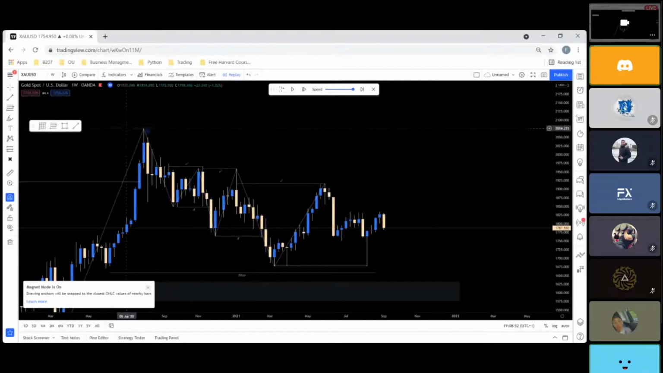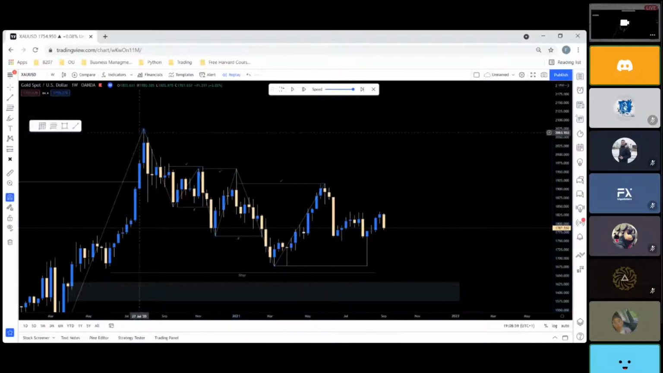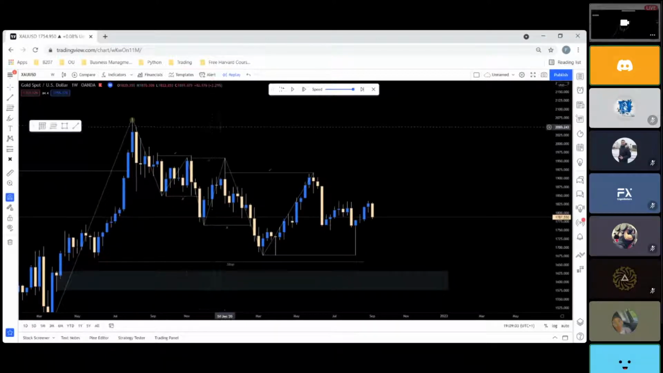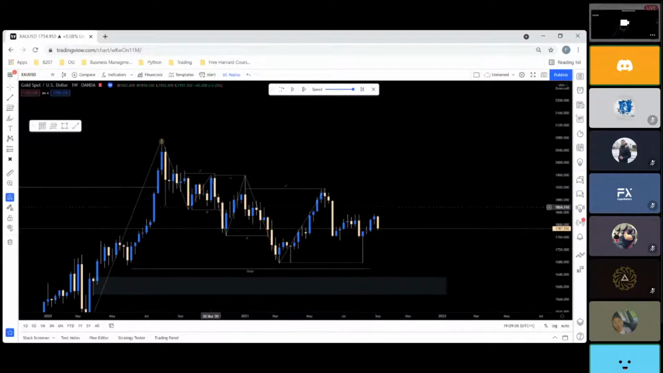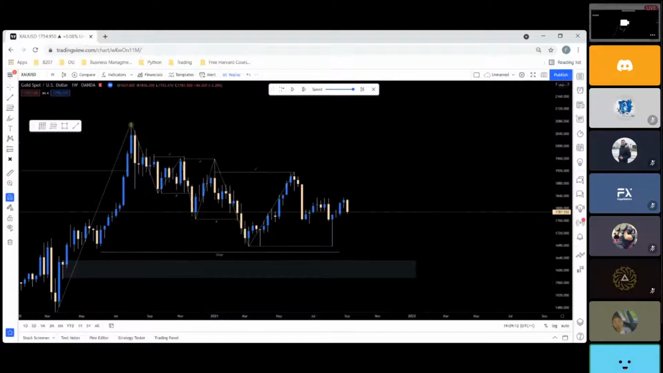But something I like to do more on the higher time frames is use the highlighter tool, and I'll just dot out each higher high or lower high, lower low, or higher low.